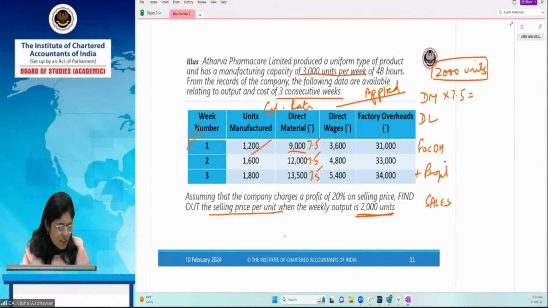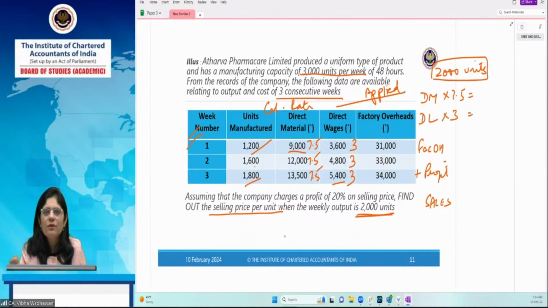Coming to direct wages, let us see whether it is variable or fixed. 3,600 divided by 1,200 is 3. Direct labor per unit is coming as 3. If you do it for the second one also, 4,800 divided by 1,600, wages divided by units, again it's 3. And in the third case, 5,400 divided by 1,800 is also 3. So direct labor is also a variable cost because it's 3 per unit. You produce any units, it will be 3 per unit. You will calculate the value for 2,000. Clear? So we are calculating the rate here and applying the rate to the units.